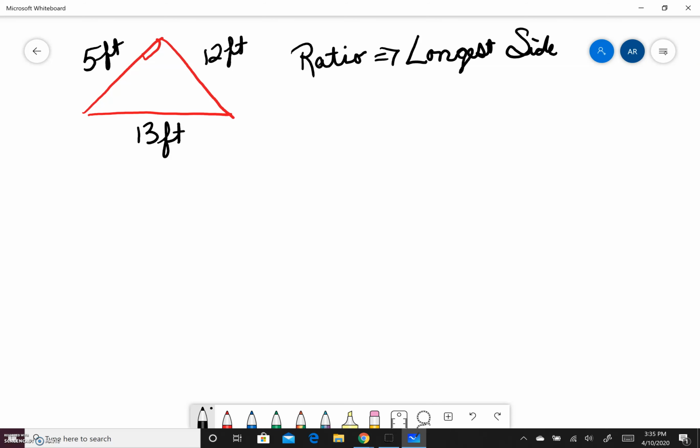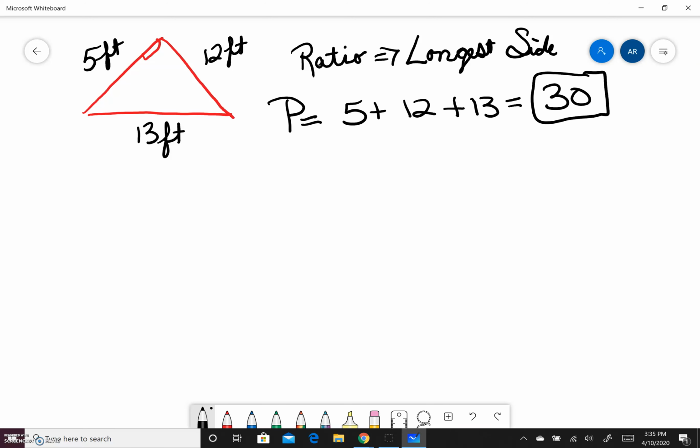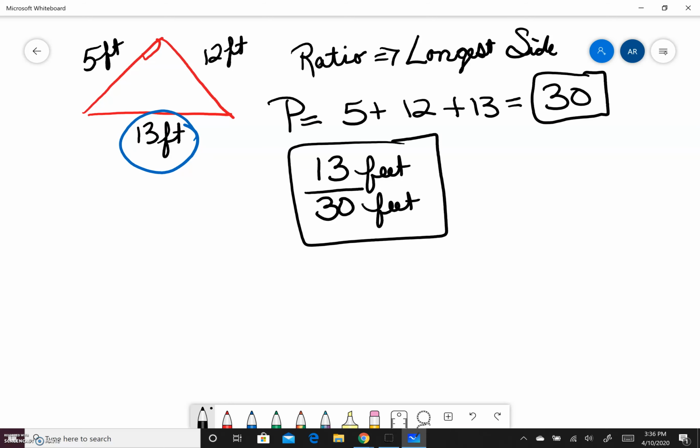Okay, well, first what we have to do is make sure we come up with our perimeter, which we add up all 3 of these. And when we do that, we end up with 30. So that's our perimeter. Now, our longest side is right here, the number 13. So we take this 13, which is the longest side, over top of our perimeter, which is 30. And then that is our ratio. But don't forget, it's feet. 13 feet to 30 feet. So that is your final answer, because we can't reduce it down any further, because 13 is a prime number.